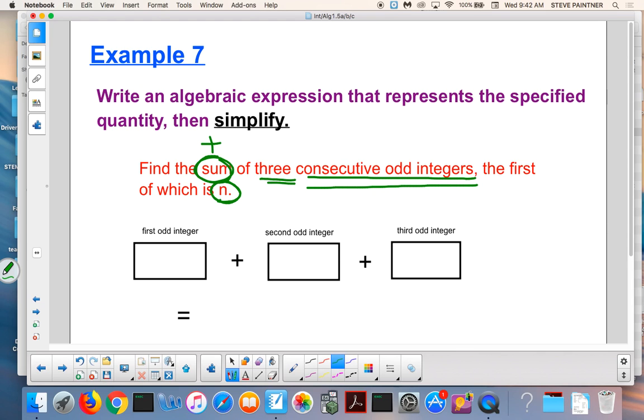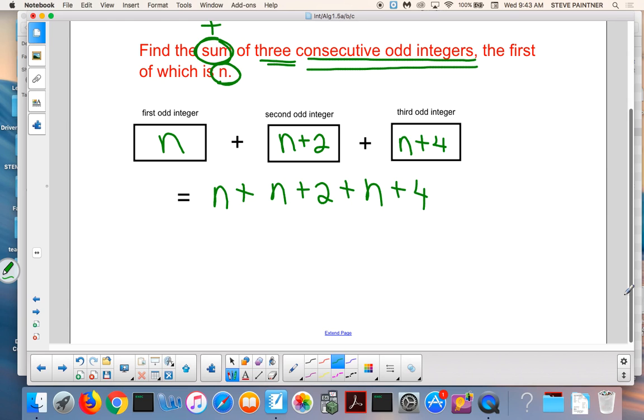N. So write the 3 integers down. Ready? The first odd integer is what? N. Plus, guess what the next odd integer is? N plus 2. Guess what the next odd integer is? N plus 4. Yeah. Okay. Hey guys, the word was sum. Add them all up. Well, I mean, it's 1n plus 1n plus 2 plus 1n plus 4. I mean, I did this 5 days ago with you. Add like terms.